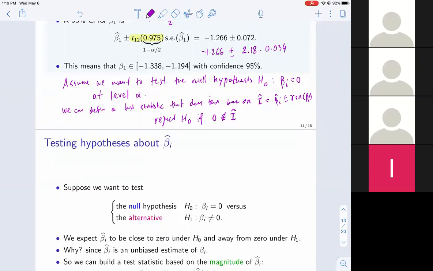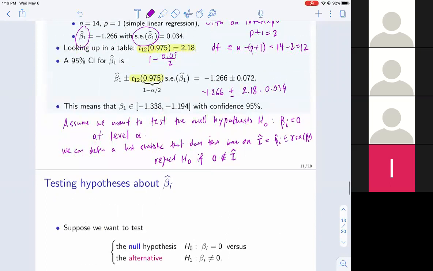Or some people don't like to say accept the null, but do not reject the null. And you can verify that if your confidence interval is at level alpha, then this test will have significance level alpha, which means that type 1 error will be at most alpha. This you can show if you've taken 100B. You should be able to do that.